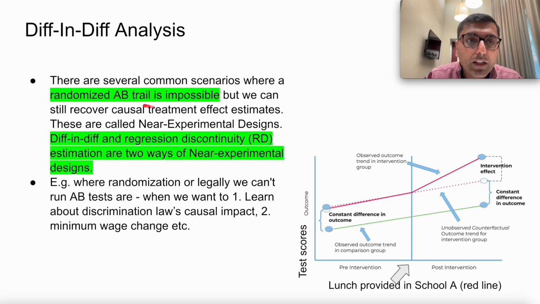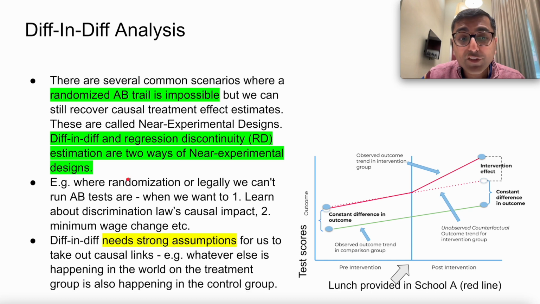You use this when randomization is not possible. And these experiments are called near experiment designs. And there are two types: diff and diff, which is what we'll cover in this slide, and regression discontinuity, which we'll cover in the next slide. But these are alternate ways in which you can get to causation. But this has a very strong set of assumptions. So before we get into what the assumption is, let's understand what diff and diff is.